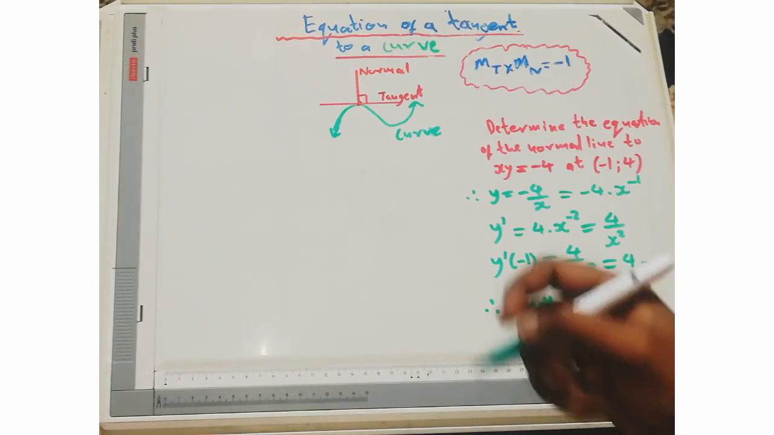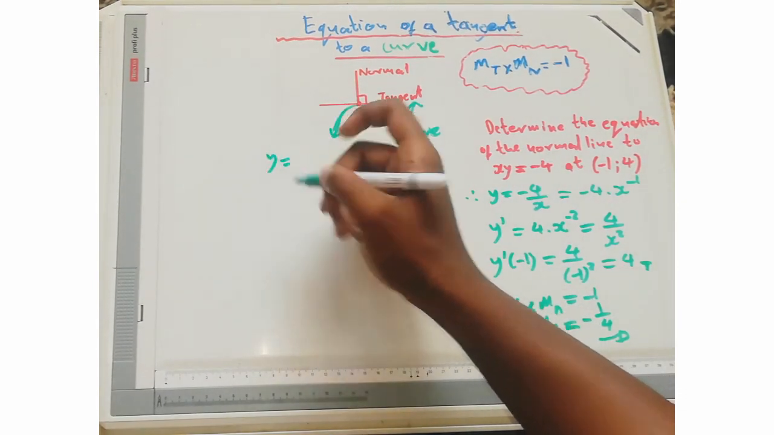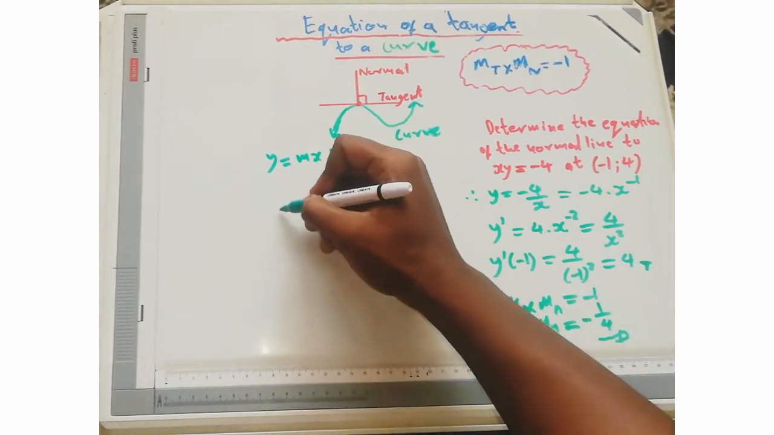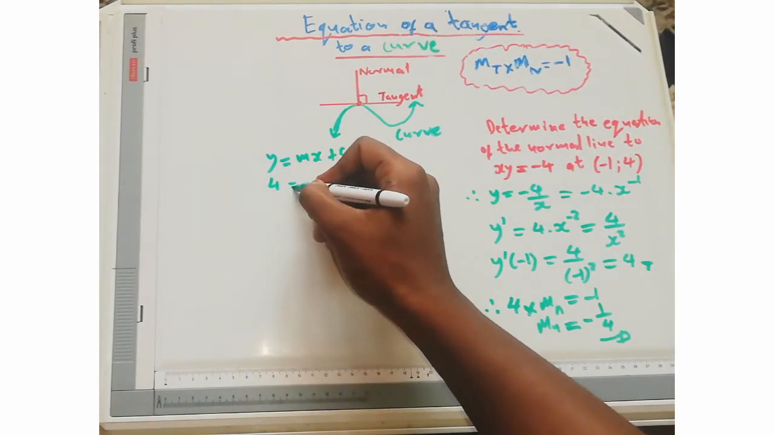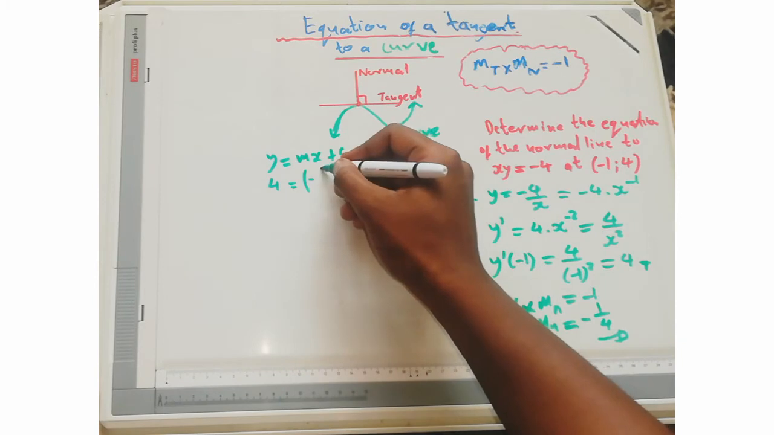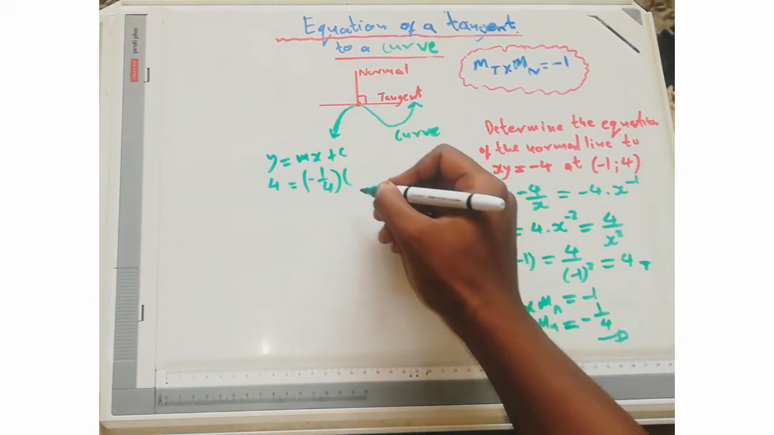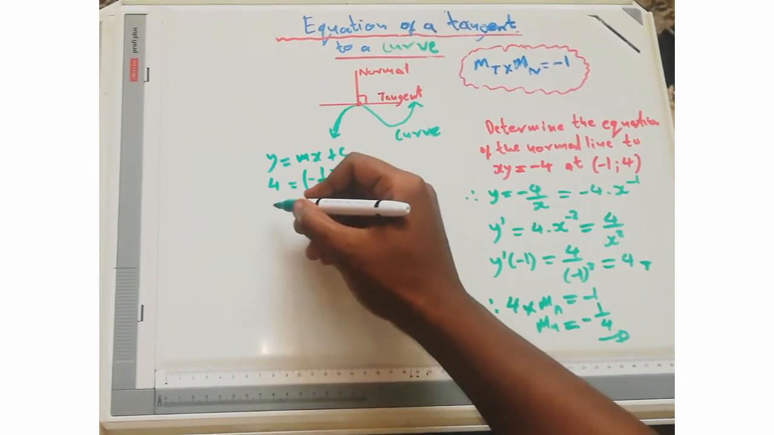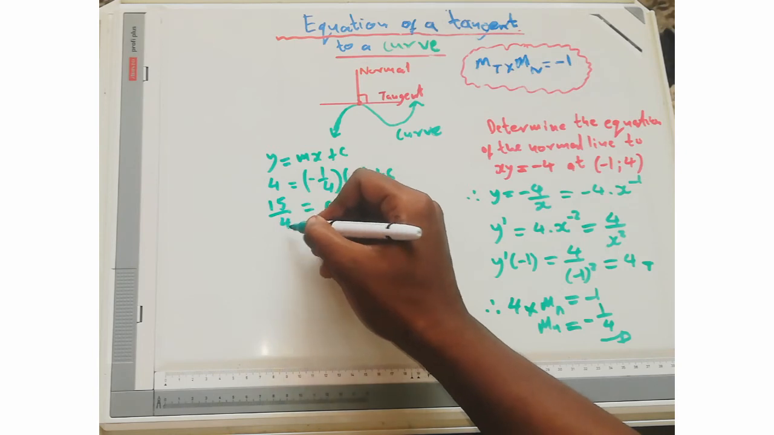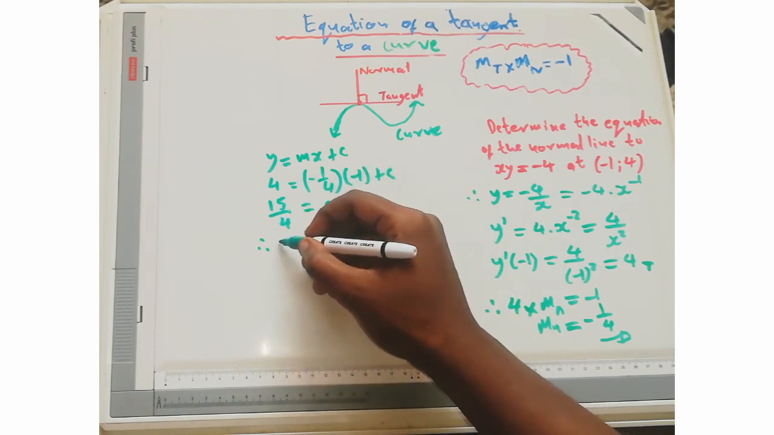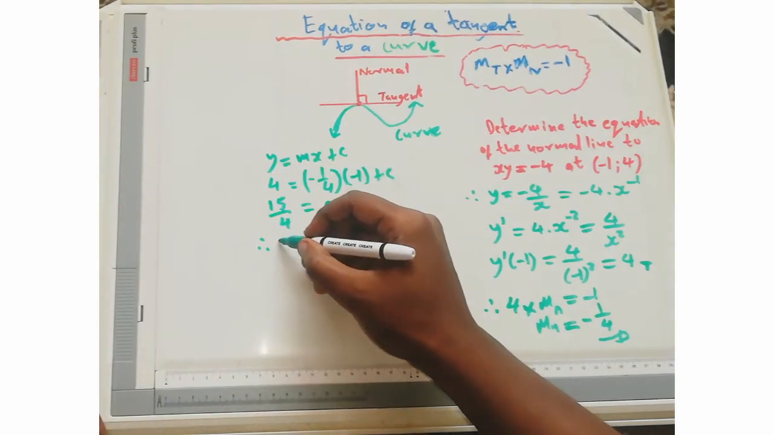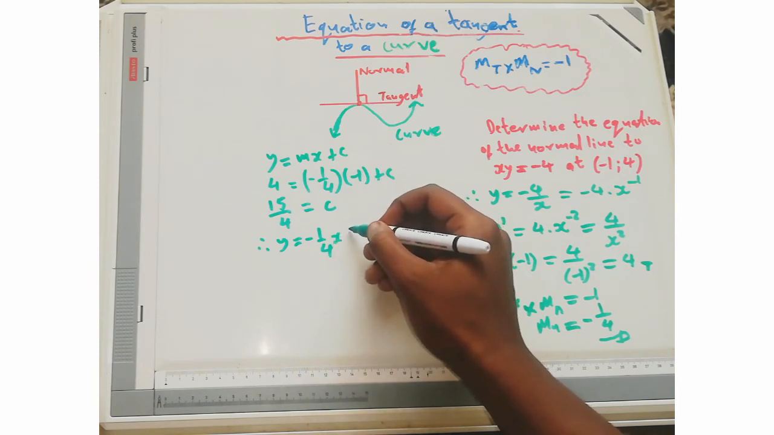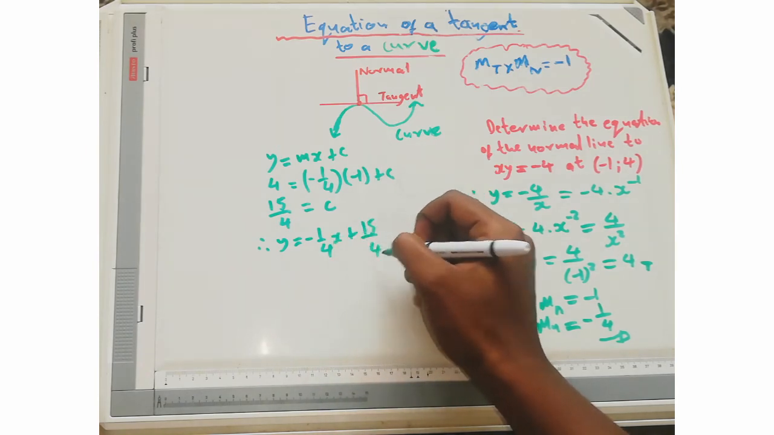So since we found the gradient, now we can write the equation of the normal line to this function. So y is equal to mx plus c. Your y is given to you, they said is 4. The gradient is the one we just calculated, which is -1/4. Then your x is -1 plus your c. So your c will be 15 over 4. Therefore, your equation of the normal line to that function will be y is equal to -1/4 x plus 15 over 4.